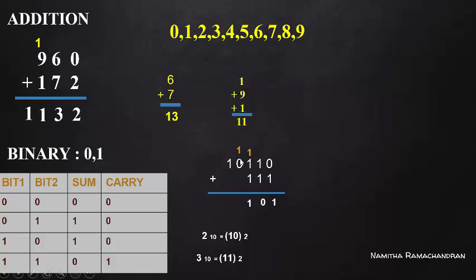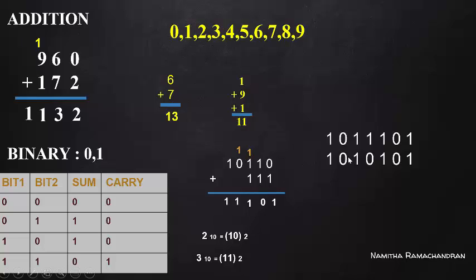Now we can add this 1 and 0. While adding 1 and 0, we get sum 1 with no carry. Here we have no other value to add with this one, so 1 is directly put down here. So this is the final result of this addition.